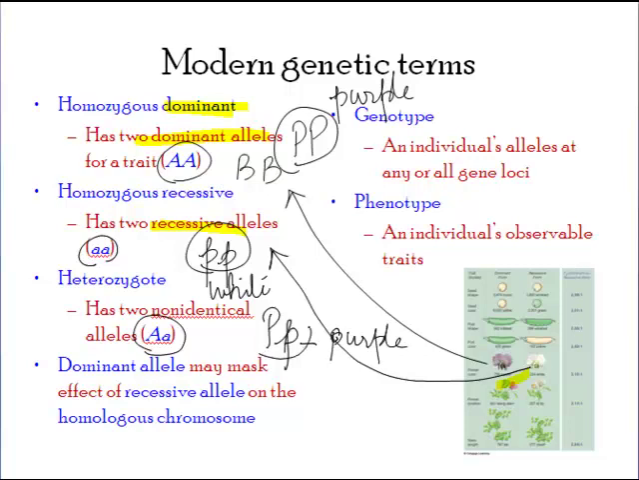Now this purple flower, which is the heterozygous, is different from the homozygous purple, where you can see both are uppercase. Many times the dominant allele masks the effect of the recessive allele. So the recessive allele here is just a carrier, but it is not expressed. In individuals, the combination of alleles that I just showed you is called the genotype, but the physical appearance is called the phenotype.